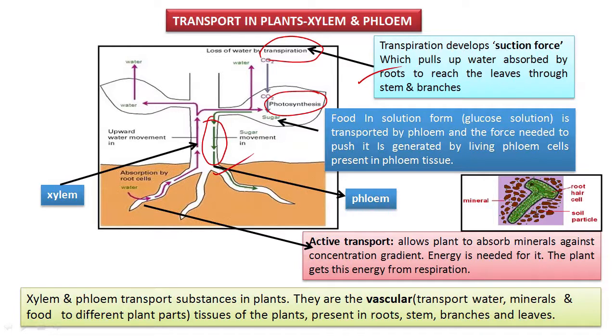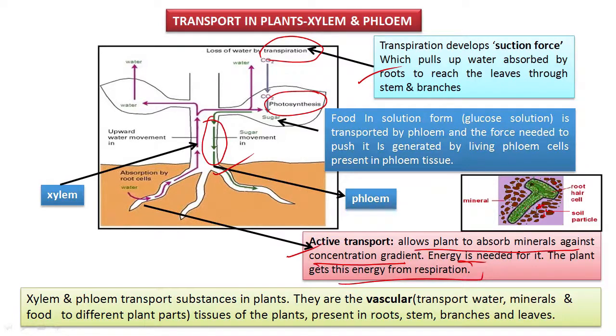You can see in the figure the root hair cell absorbing water. Water is present in the space between the soil particles, and then it is transported through the xylem to the leaves of the plant due to the presence of active transport. So what is active transport? It allows the plant to absorb minerals against the concentration gradient, for which energy is needed. And where does the plant get this energy from? Respiration.